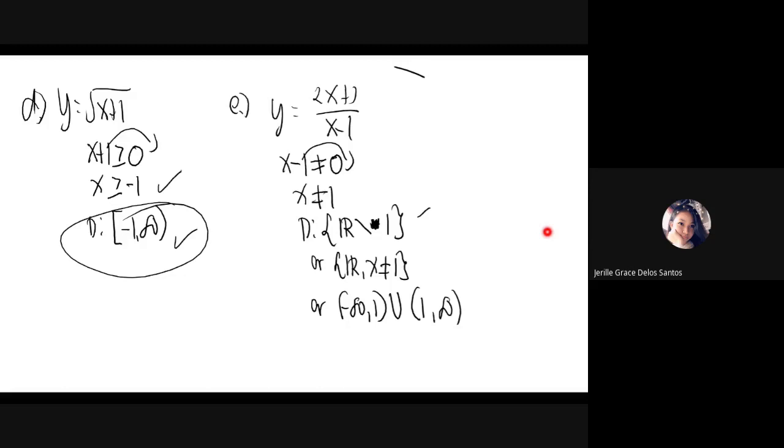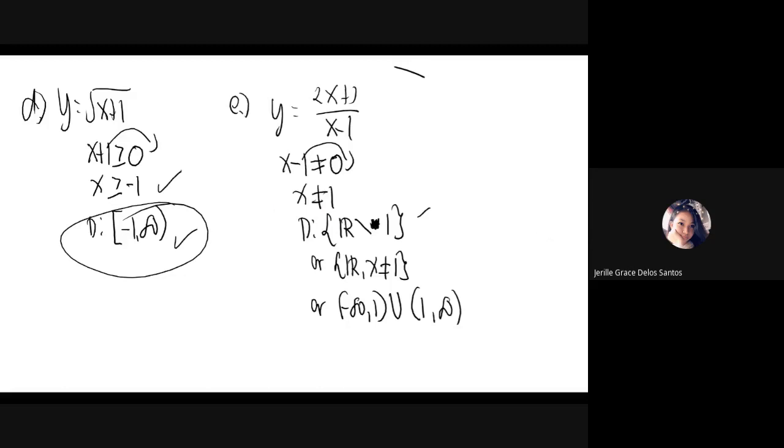Question? Your answers are right. You got the idea correctly. The domain is real numbers except 1. What I am trying to emphasize here is that you write it in interval notation.